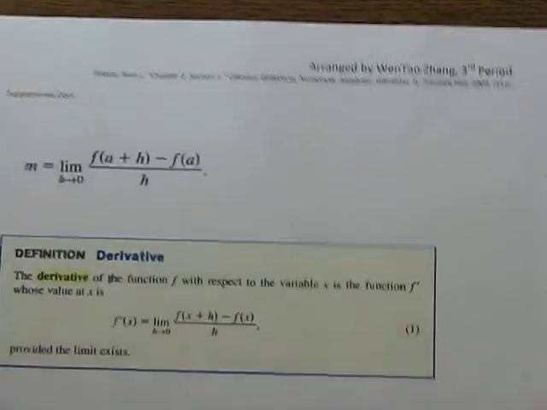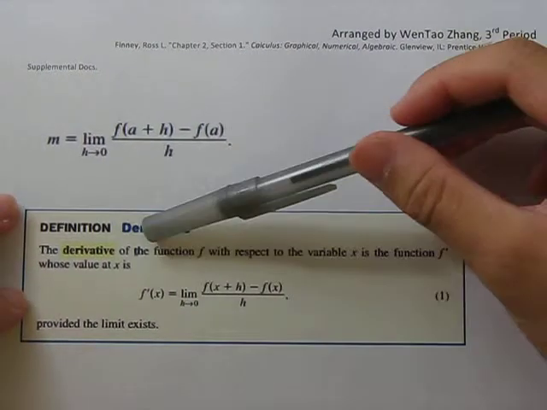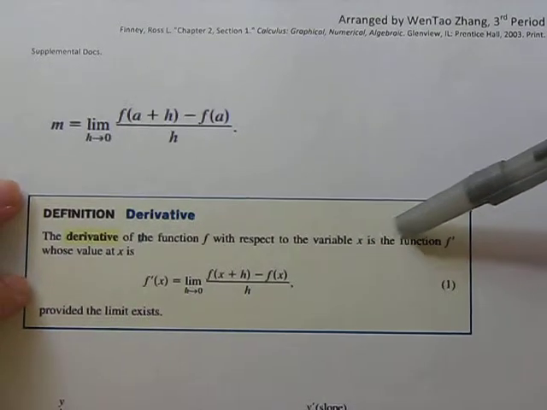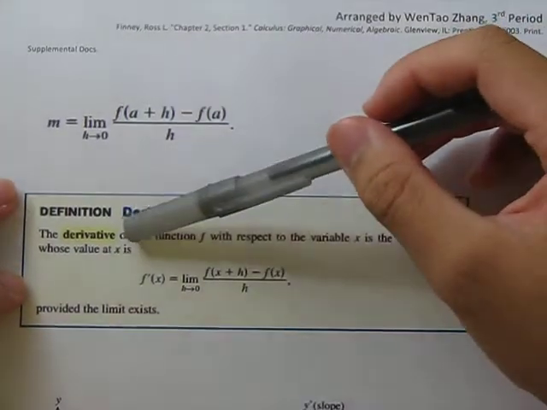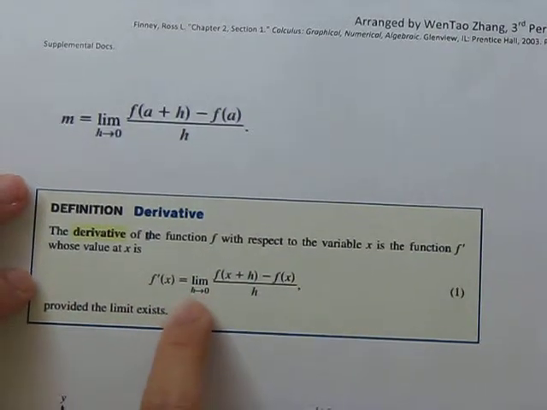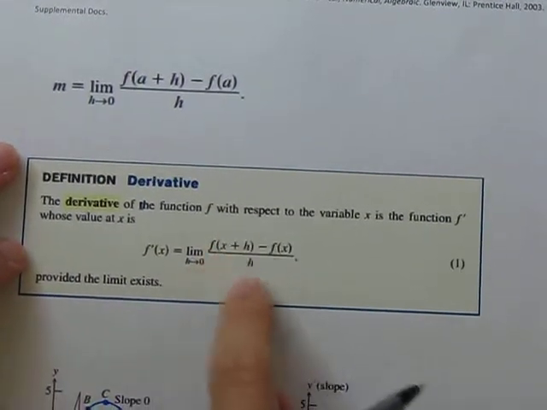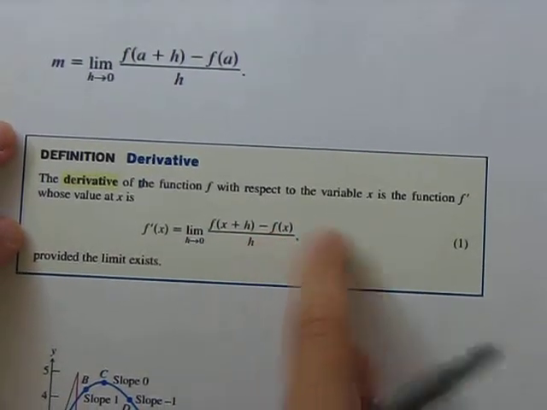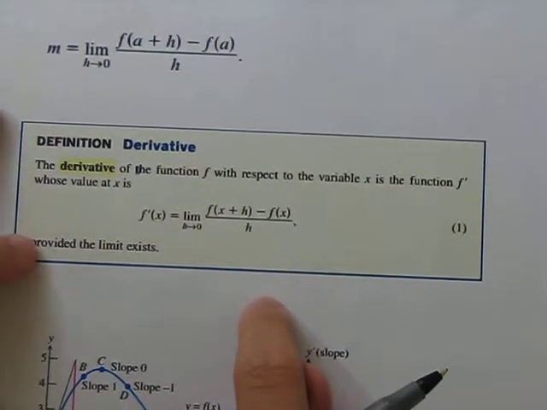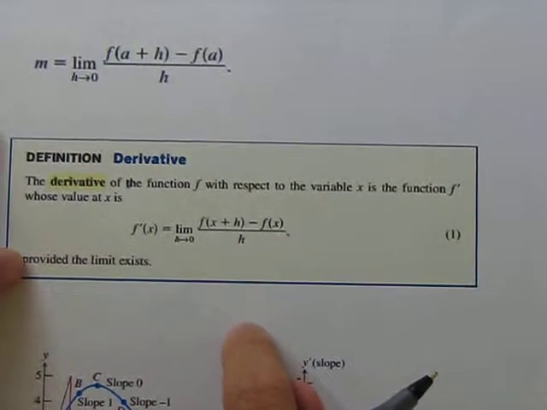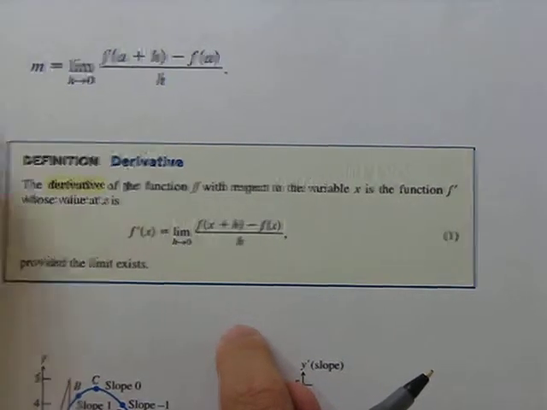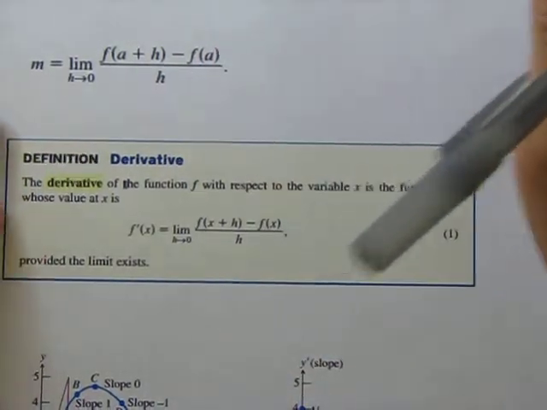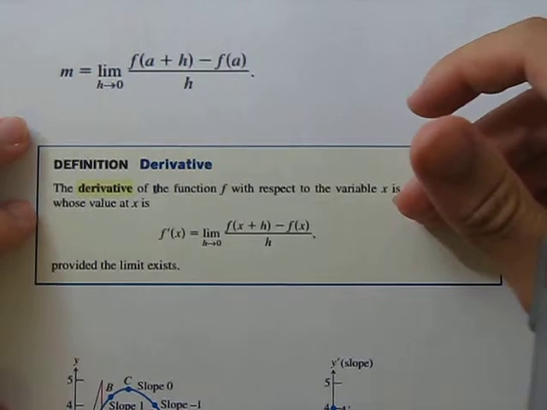So now into the formal definition of a derivative. The derivative of the function f with respect to the variable x is the function f prime whose value at x equals the limit as h approaches 0 of f of x plus h minus f of x, over h, provided that the limit exists. So now you might be asking me, well, what's the difference between a derivative and slope? Once again, alphabets. No, I'm just kidding. There is no difference, right? Your slope is a derivative, right?